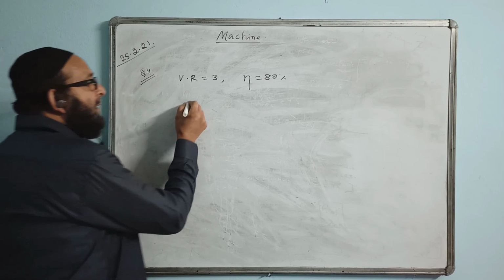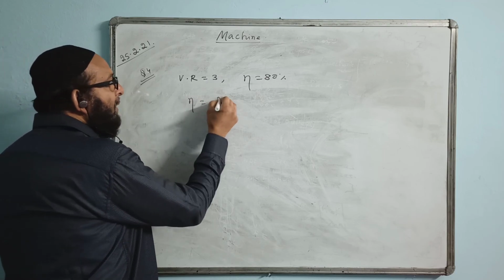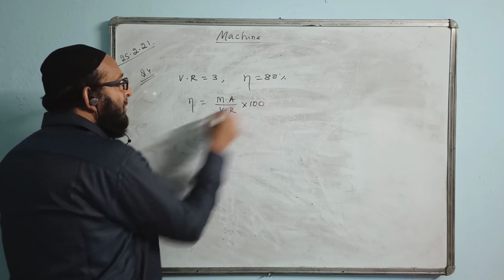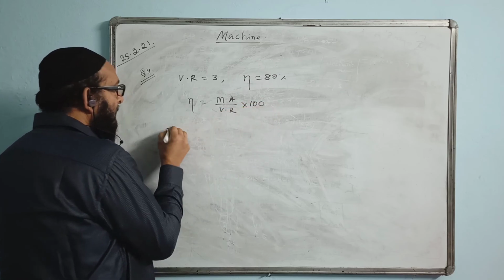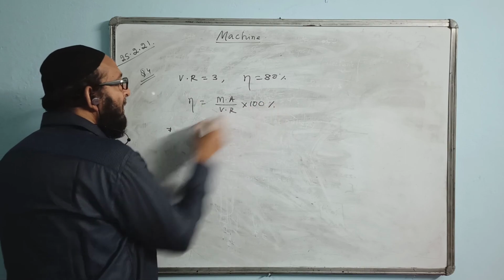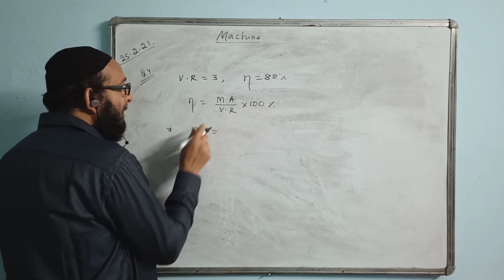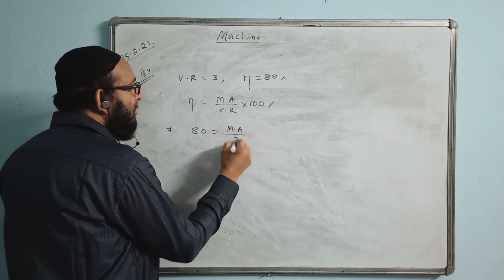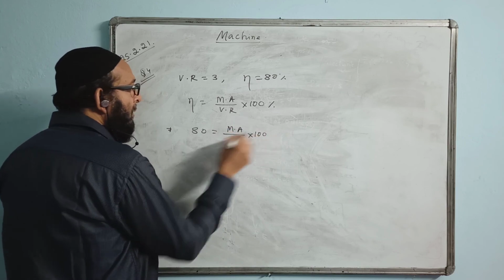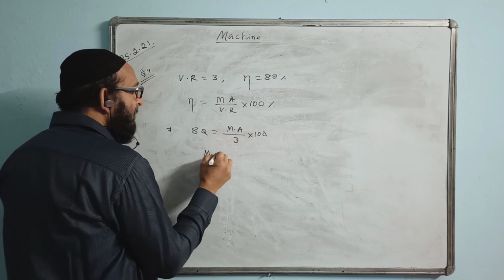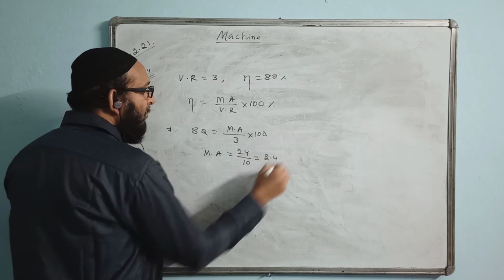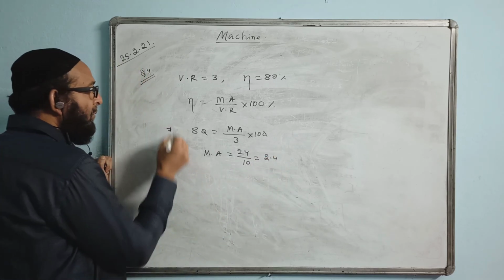Now they are asking to find mechanical advantage. The efficiency formula you can apply here: MA by VR into 100, percentage wise. So here we get 80. Don't write 80 by 100, the 100 is already written here. Mechanical advantage by velocity ratio 3, into 100. We'll cancel and find mechanical advantage will come 24 by 10. Then the answer will come 2.4. Mechanical advantage is 2.4. First answer.